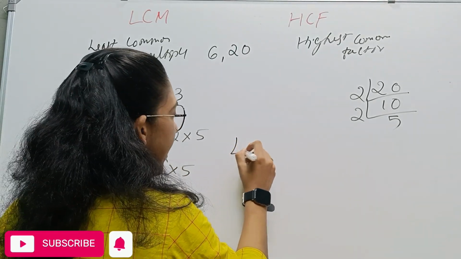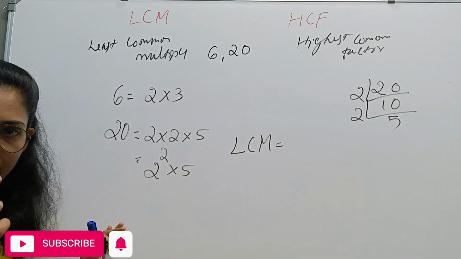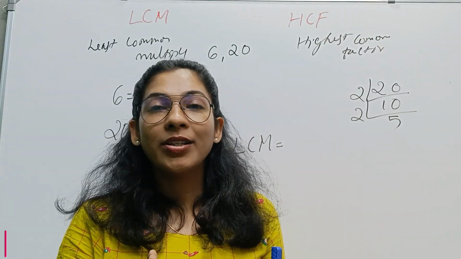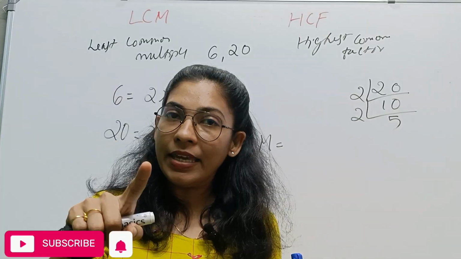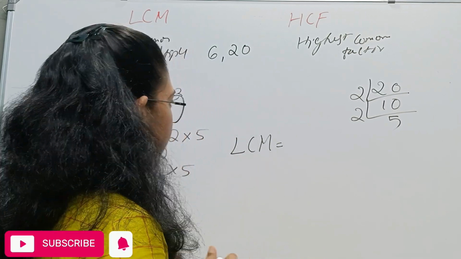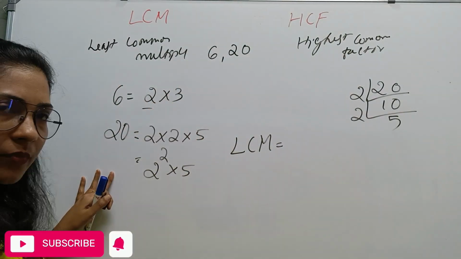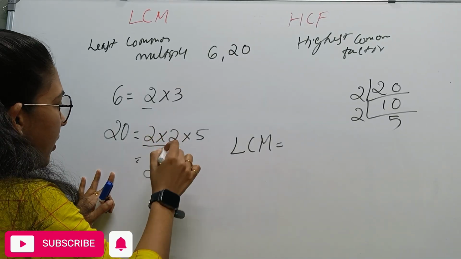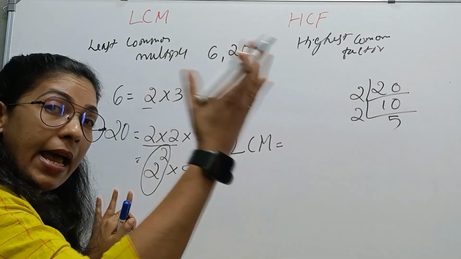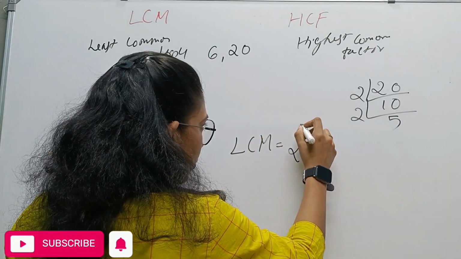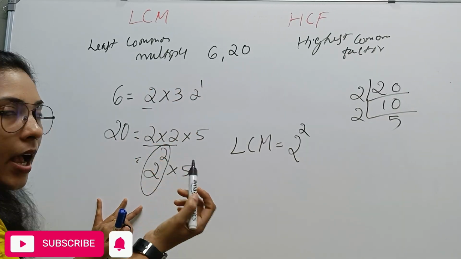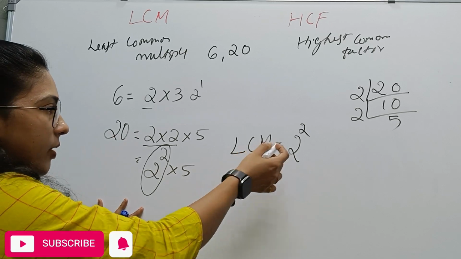Now, what is LCM? Listen carefully. Using the factorization method, LCM is the product of all factors with highest powers. Here 2 is a factor. See, in 20 it's 2 square. So we take the highest power. Here it is 2 to the power 1 and 2 to the power 2, and the highest is 2 to the power 2. So let's take 2 square.